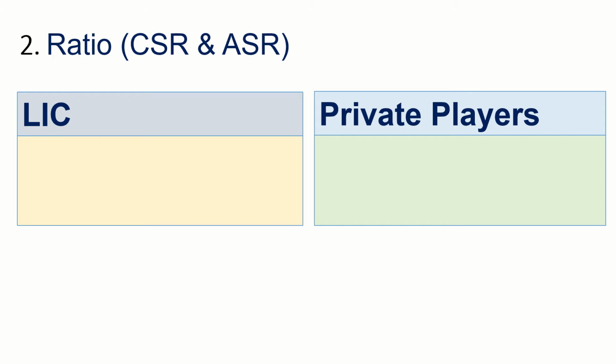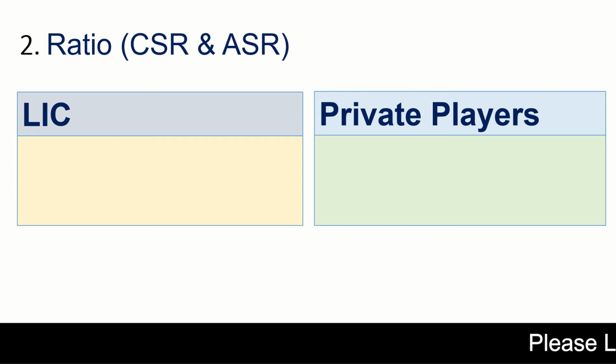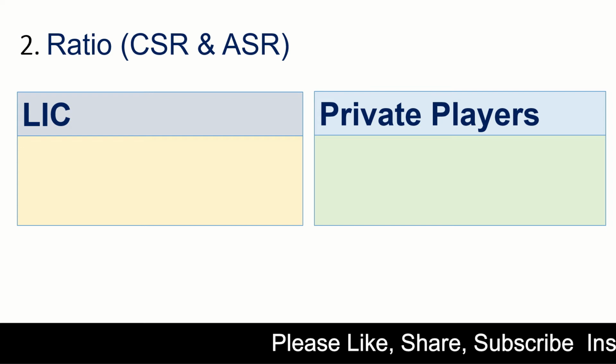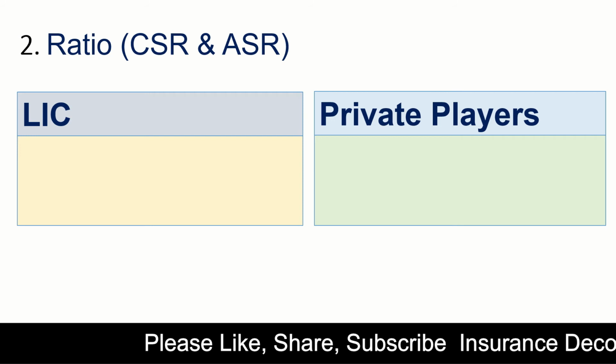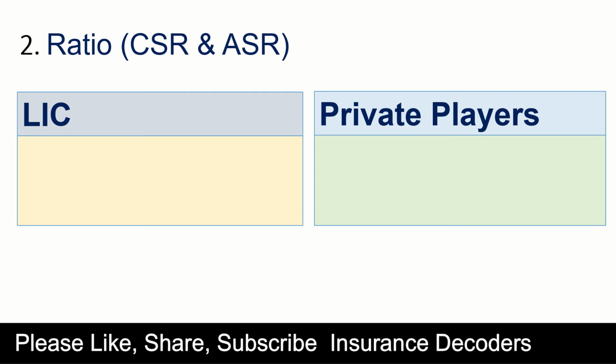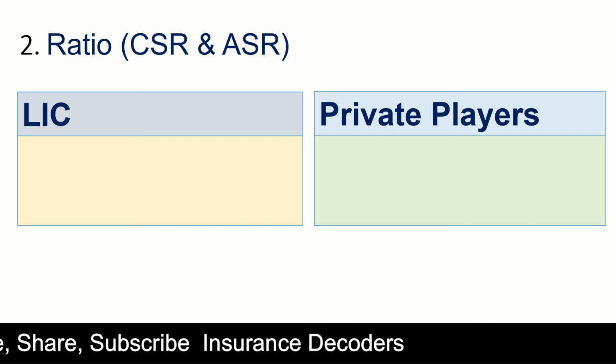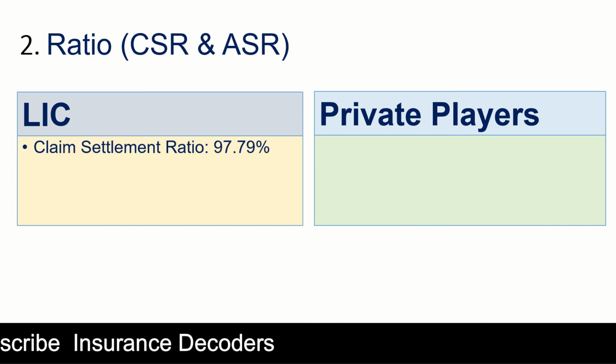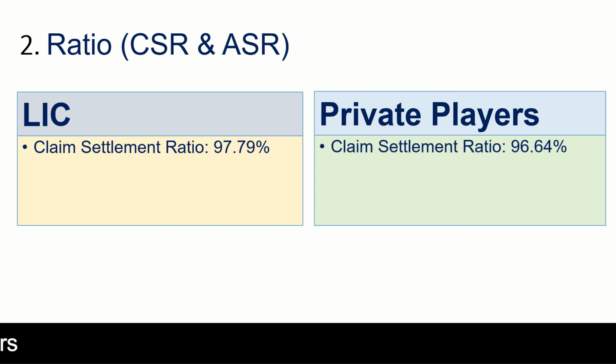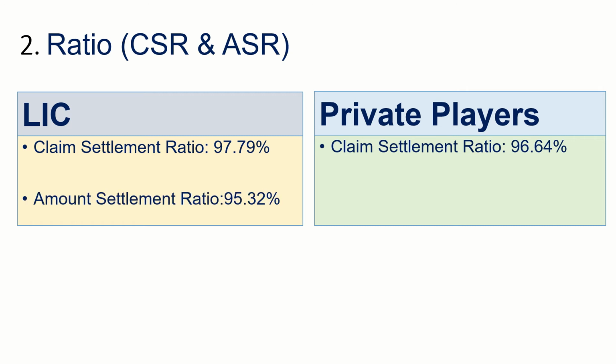Now see the ratios: claim settlement ratio and amount settlement ratio. Claim settlement ratio is nothing but the total claims passed divided by total claims received. Similarly, amount settlement ratio is calculated as the total amount of claims passed divided by the total amount of claims received. So here the claim settlement ratio of LIC was 97.79%, and for the entire private players it was 96.64%. The amount settlement ratio is 95.32%, and for the private players it was 91.32%.